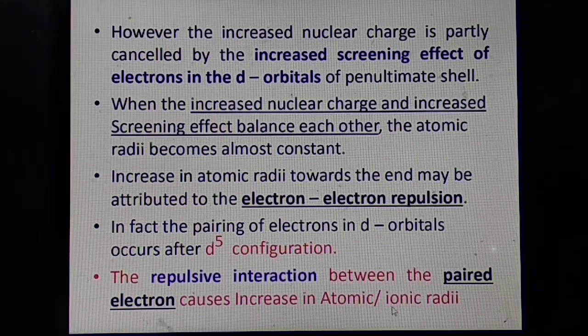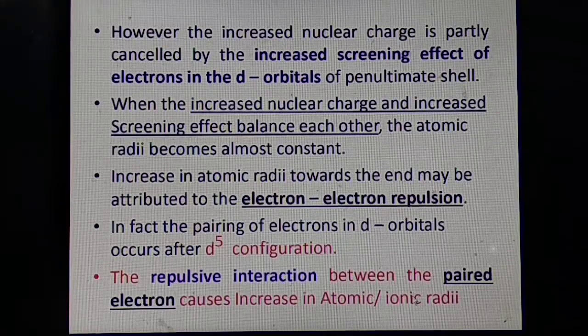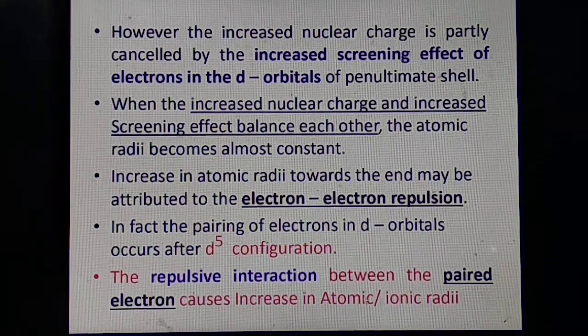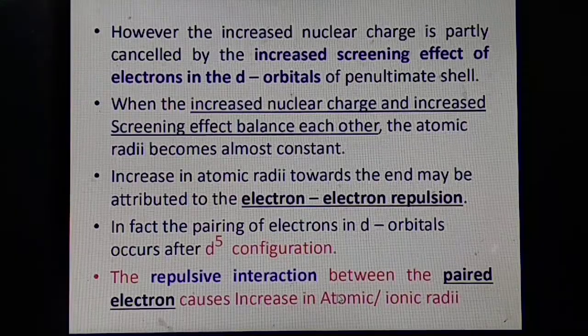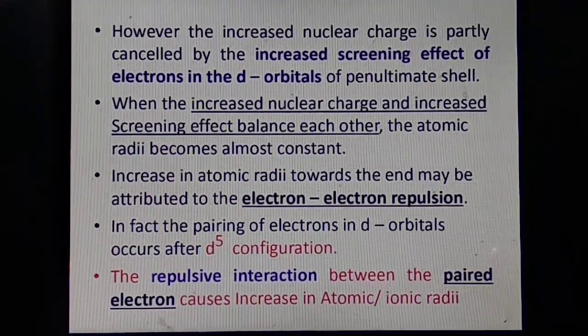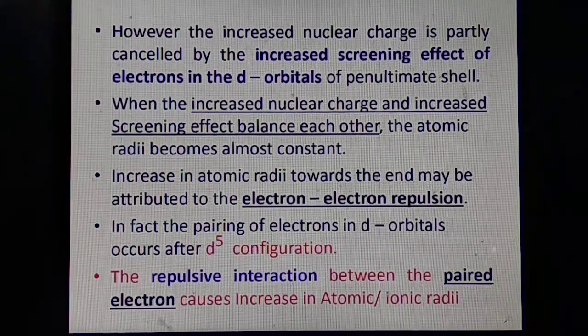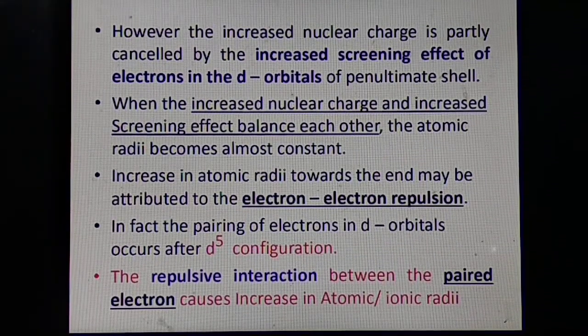Suppose the question comes, why do the atomic and ionic radii increase at the end? The answer is repulsive interaction. The repulsive interaction between the paired electrons causes an increase in atomic and ionic radii.